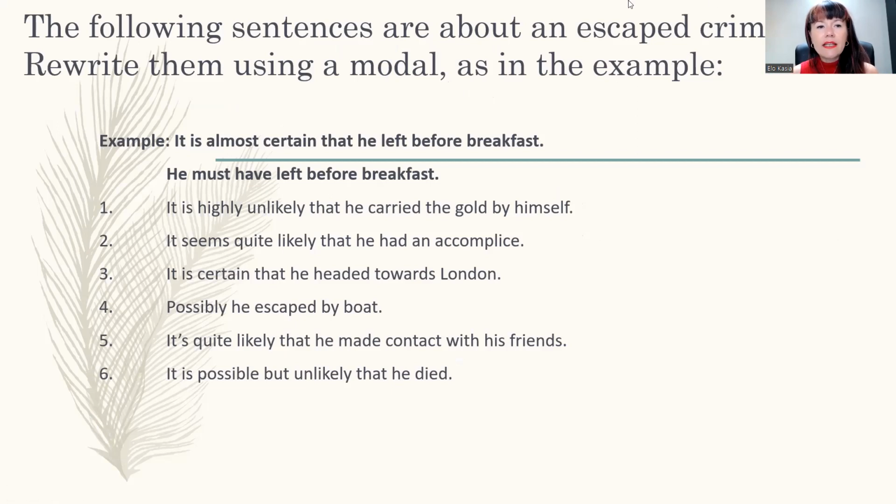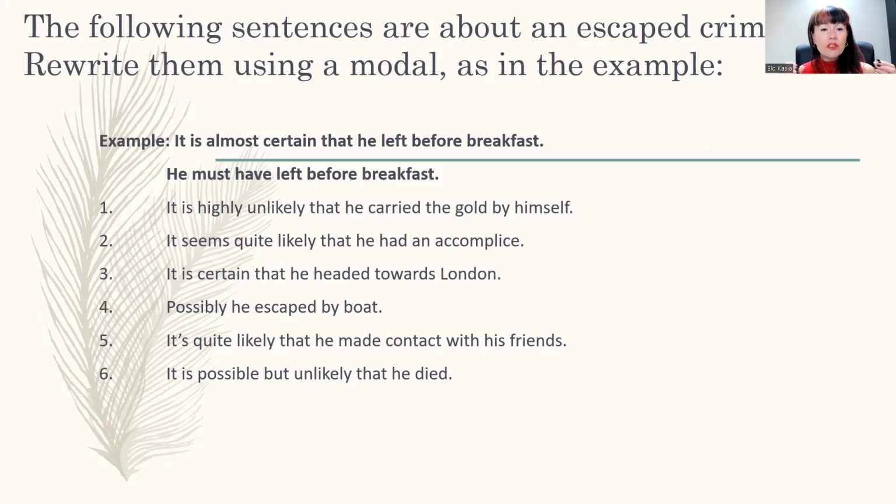So here, these sentences are about an escaped criminal. And what I want you to do is rewrite them using a modal, as in the example. In the example we have, it is almost certain that he left before breakfast. Now, how do we rewrite it? He must have left. He must have left before breakfast. Okay, so remember, use must have, can't have or couldn't have, might have, and so on, depending on what the sentence says.